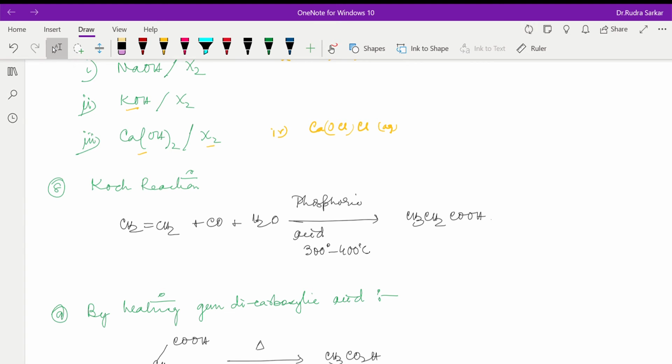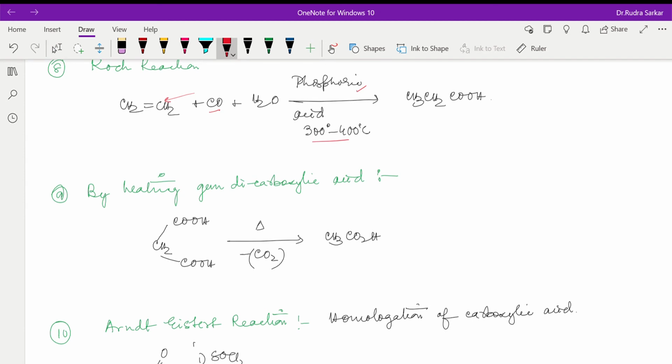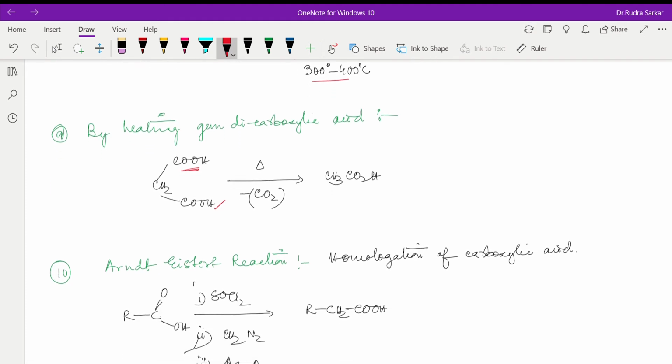The next reaction is the Koch reaction, in which CO will be joined to one of the terminal carbons over here and will be further oxidized to carboxylic acid in presence of phosphoric acid at a temperature of 300 to 400 degrees centigrade. Geminal diacids can be decarboxylated on heating, and that will lead to the formation of a compound which only retains one of the carboxylic groups. So if this is getting decarboxylated, then this one is retained, okay, and CH2 will get joined to one of the hydrogens, leading to the formation of acetic acid.